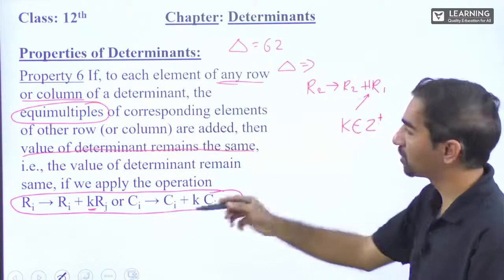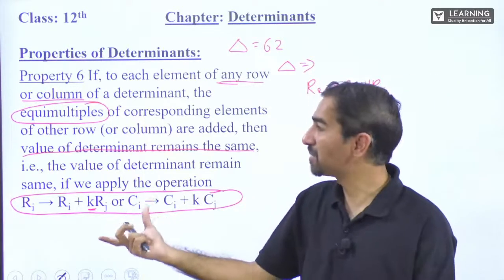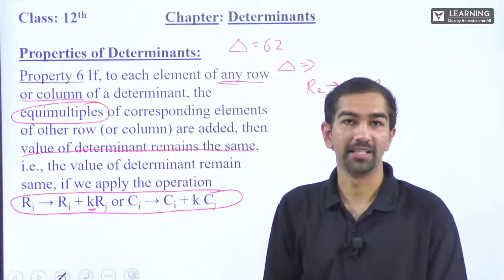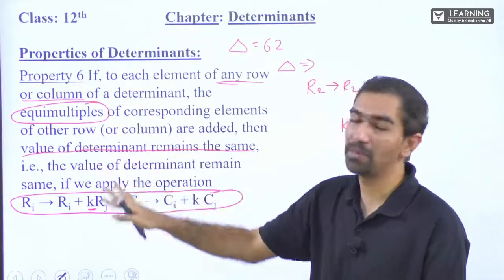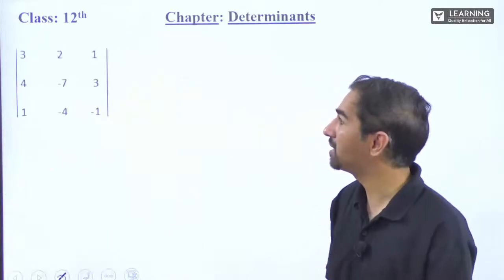So you can put any other positive integer. You'll be getting the same answer, meaning the value of the determinant remains unchanged. So we'll see one example. You will understand this property very well. So moving on to the example next.